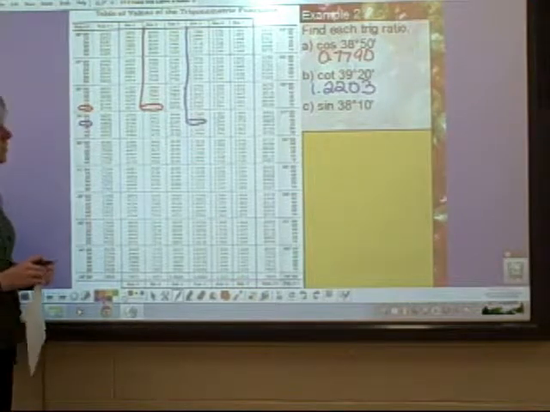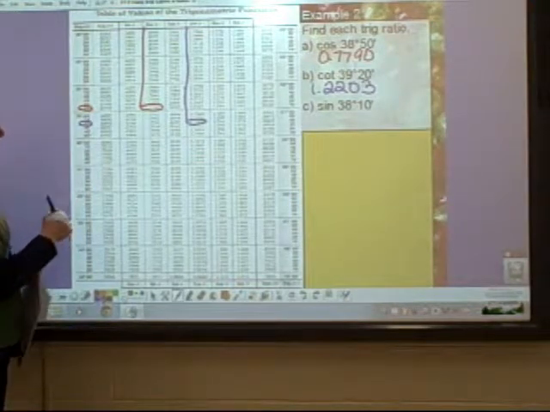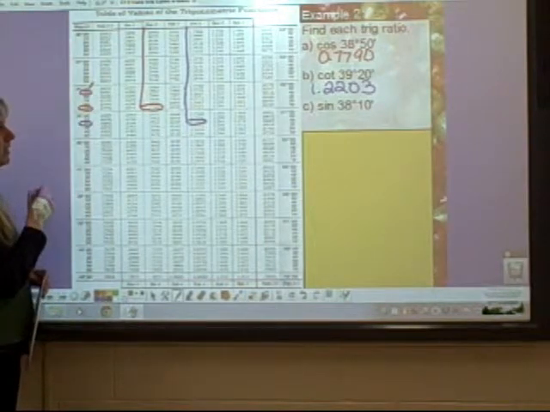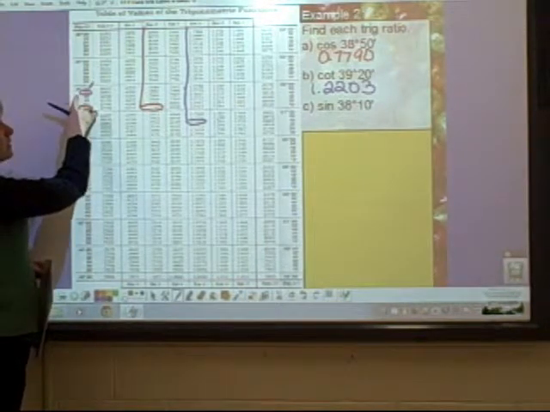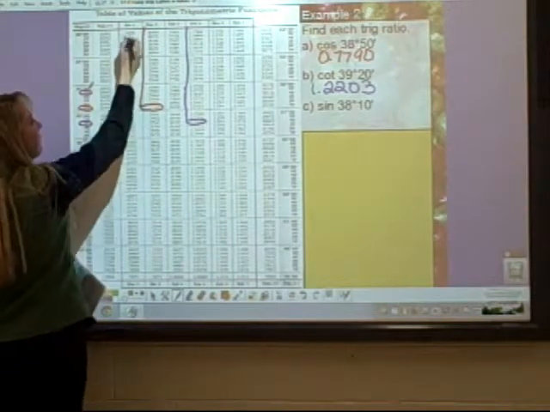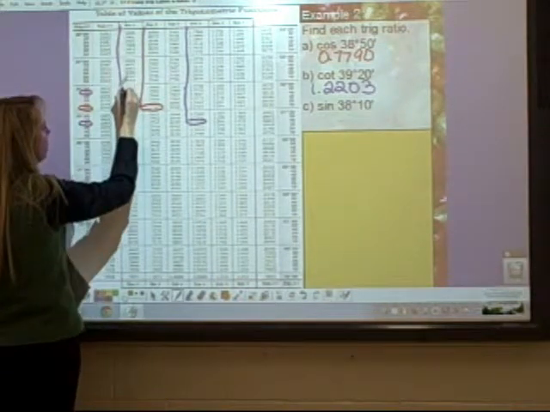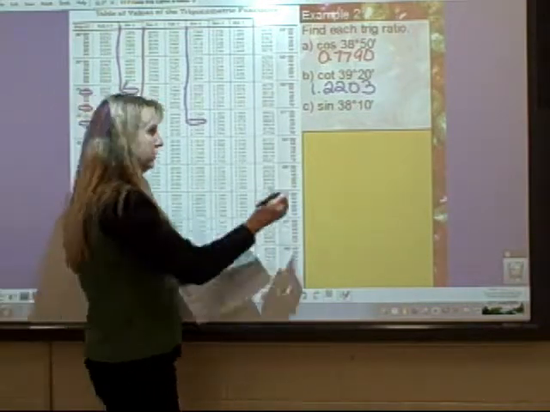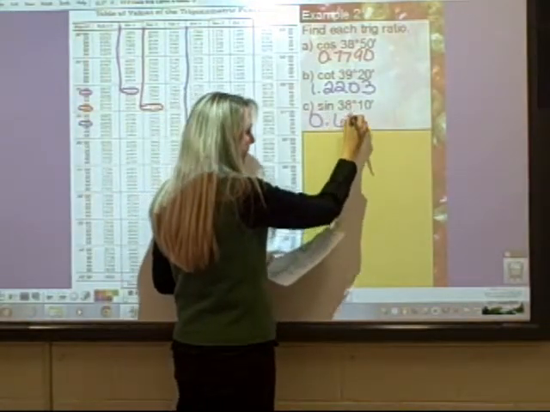So the first thing I would do is find 38 degrees, 10 minutes. So here's 38 degrees, 10 minutes. Since I'm looking at the left-hand side, I'm going to read the top sign, come down and match up with the second one right there. So we should get 0.6180.